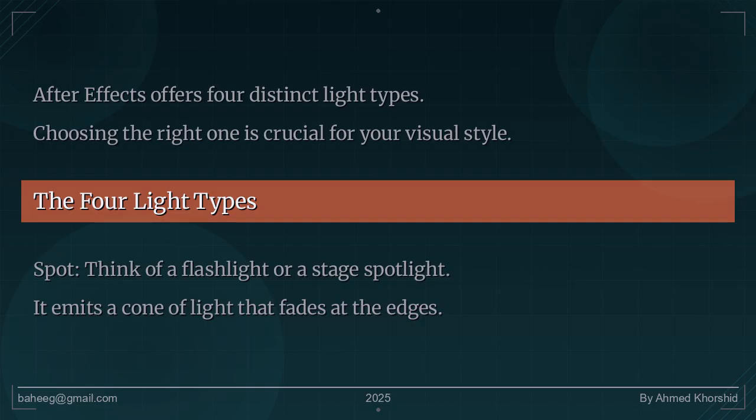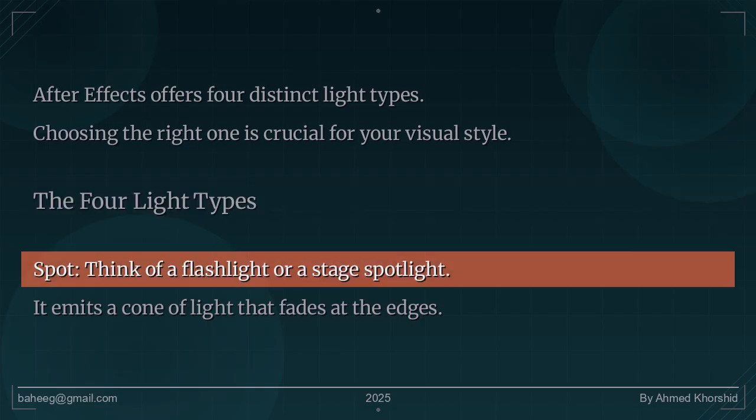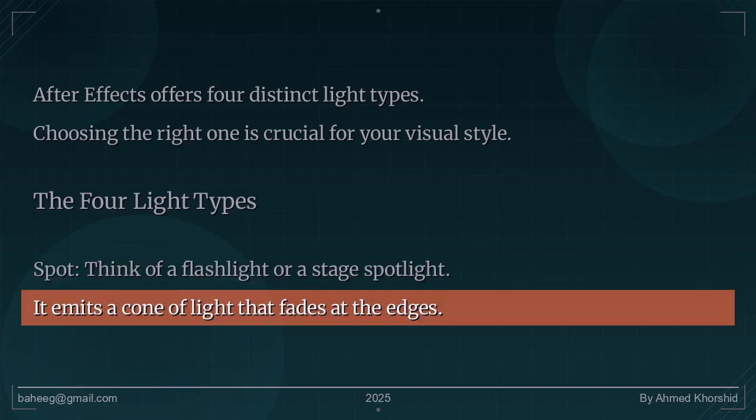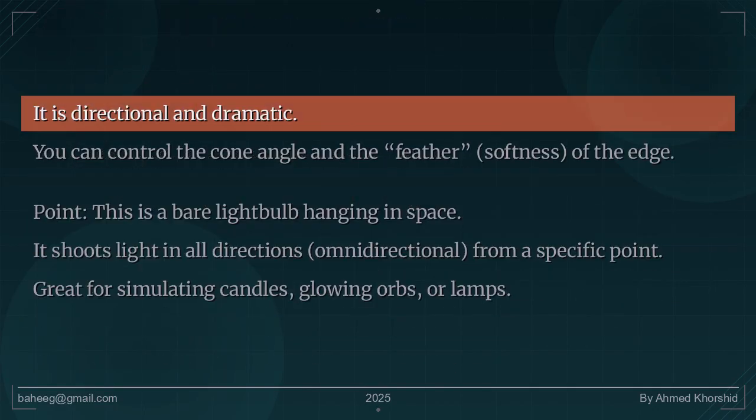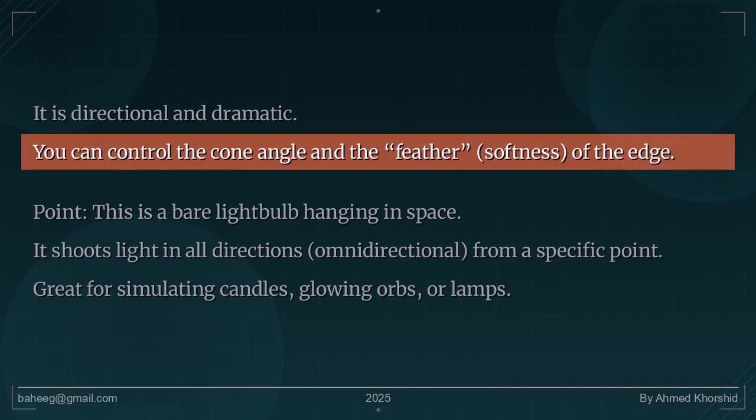The 4 light types. Spot. Think of a flashlight or a stage spotlight. It emits a cone of light that fades at the edges. It is directional and dramatic. You can control the cone angle and the feather, softness, of the edge.